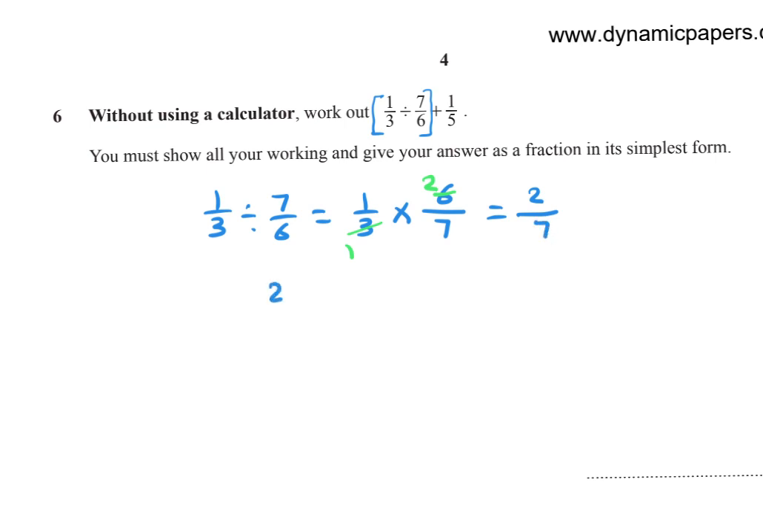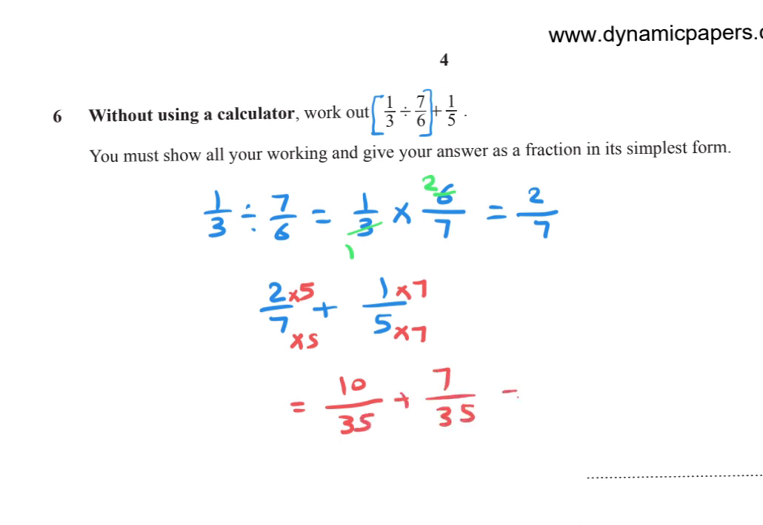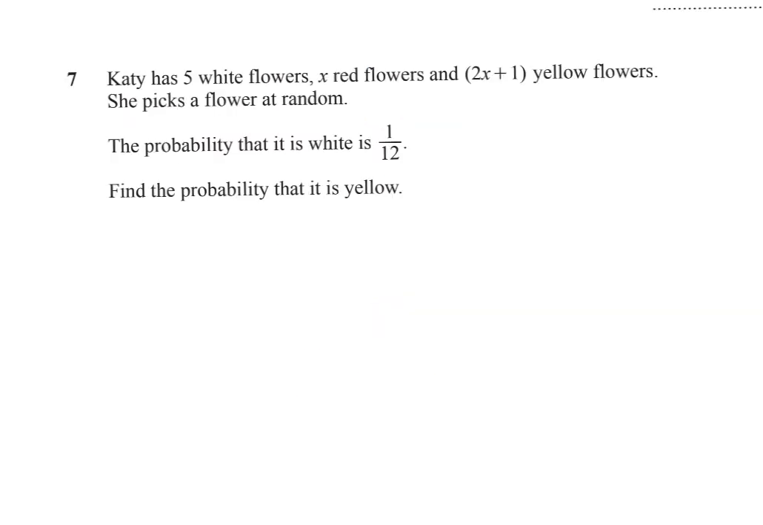Now we need to add 2 over 7 plus 1 over 5. To have the same denominator, multiply 7 by 5 and multiply 2 as well by 5. 5 by 7, 1 by 7. Now you have 10 over 35 plus 7 over 35, which is 17 over 35.